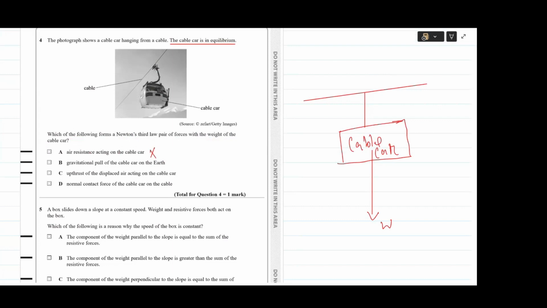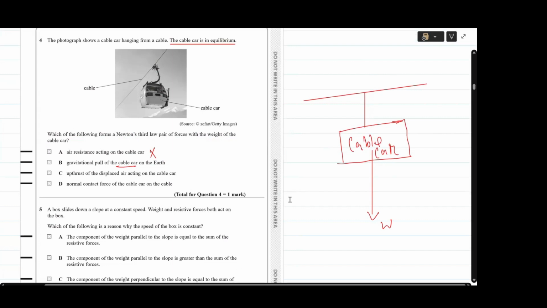This is not the correct answer. Why? Because if the cable car is going this way, then the air resistance will be this way. It can never be the Newton's third law pair of weight. So the basic rule of thumb is that any frictional force will act in the opposite direction of motion. Number B, gravitational pull of the cable car on Earth.